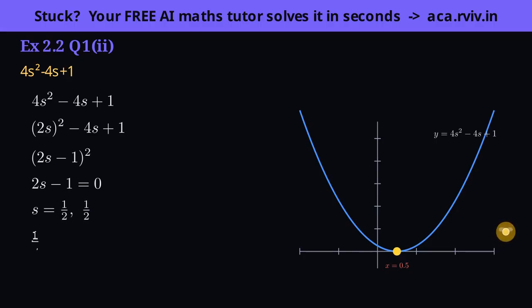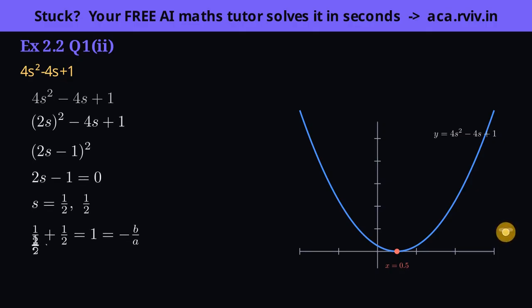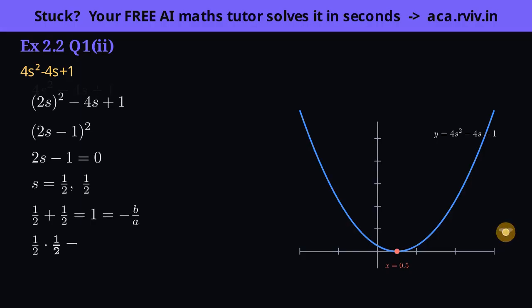Verify the sum using both copies. 1/2 plus 1/2 is 1, and minus b over a is 1. It only matches because we counted the repeated zero twice. Verify the product. 1/2 times 1/2 is 1/4, and c over a is 1/4. Confirmed.